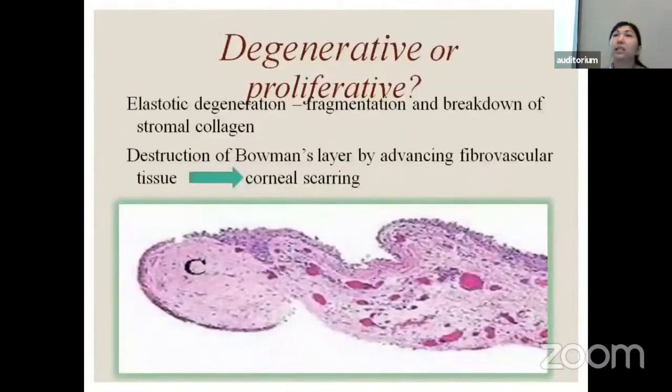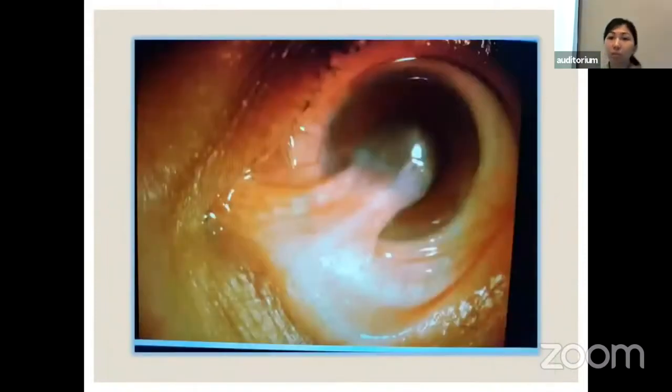So is it degenerative or proliferative? It is basically an elastotic degeneration. So why is it called elastotic? Because it has this worm-like appearance of the fiber due to the fragmentation and breakdown of the stromal collagen. Once the fibrovascular tissue starts to advance into the cornea, it causes destruction of the Bowman's layer, which can cause a corneal scar. So this is one of the cases referred to me, a recurrent pterygium, as you can see that it is huge.